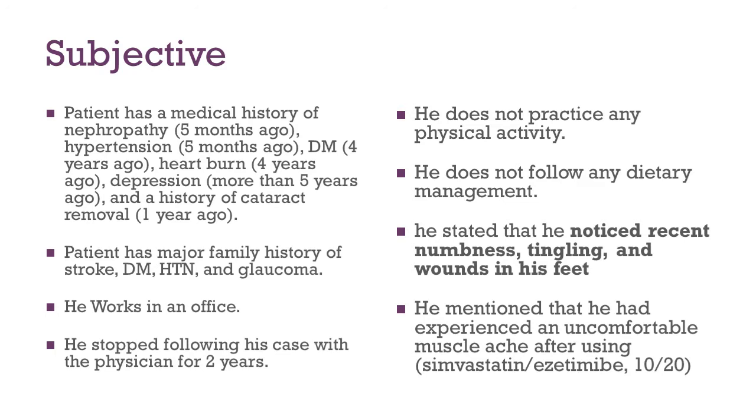For the subjective information, our patient has a medical history of neuropathy 5 months ago, hypertension 5 months ago, diabetes 4 years ago, heartburn 4 years ago, depression more than 5 years ago, and a history of cataract removal 1 year ago. The patient has a major history of stroke, and a major family history of stroke, diabetes, hypertension, and glaucoma. He works in an office. He stopped following his case with the physician for 2 years.